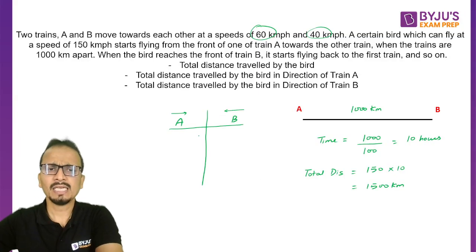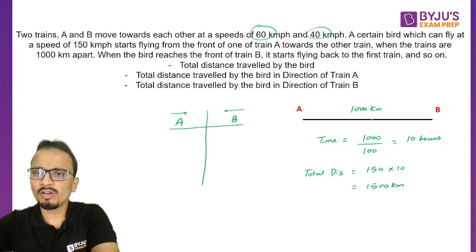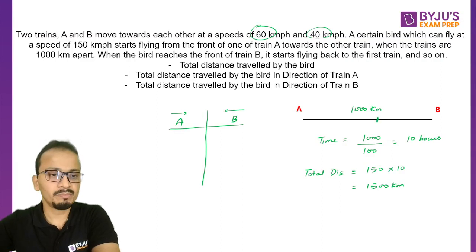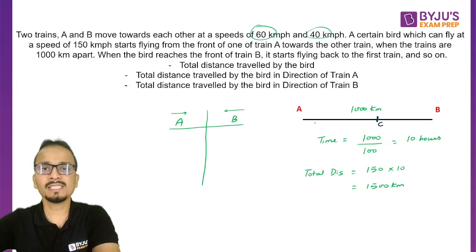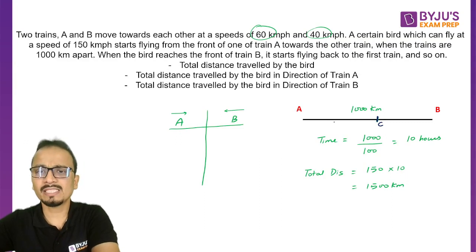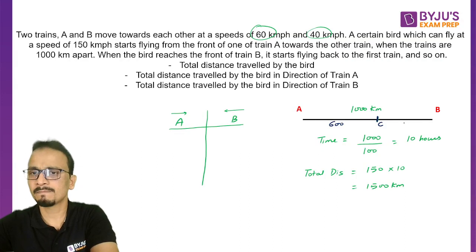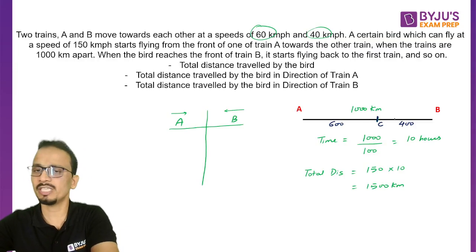We'll first of all find out the point at which these two trains will meet. Let me call this point C. Let's say the trains are meeting at point C. Since the ratio of the speeds of the trains is 3:2, point C will lie at a distance of 600 kilometers from A and 400 kilometers from B. I have divided 1000 kilometers in the ratio 3:2.